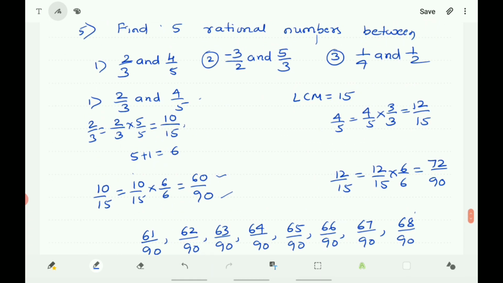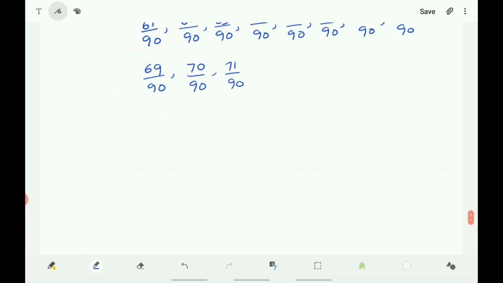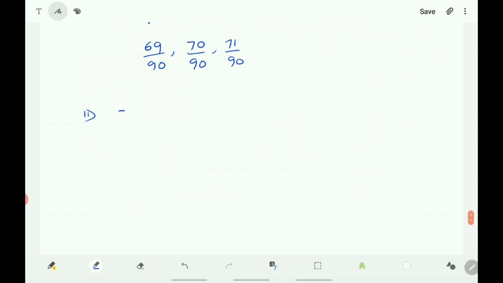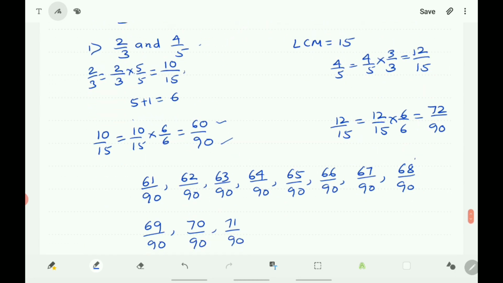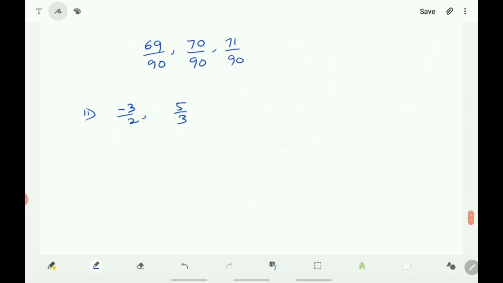So you can select any 5 rational numbers out of these. Next, the next number is minus 3 by 2 and 5 by 3. Here the numbers are minus 3 by 2 and 5 by 3. Again the LCM is equals to 2 into 3, 6. Now you take minus 3 by 2. You must have the denominator 6, means the 2 must be multiplied by 3. Therefore multiply both numerator and denominator by 3. You will get minus 9 by 6.